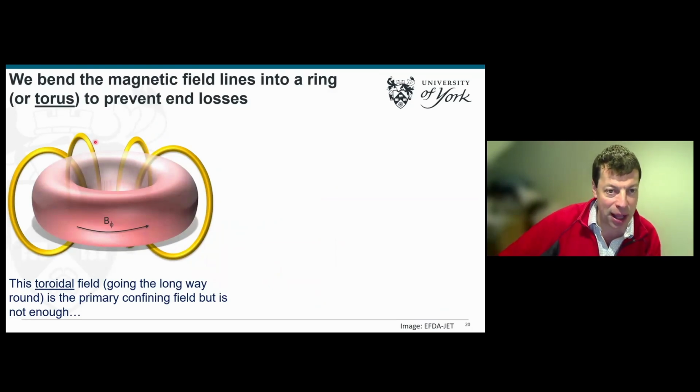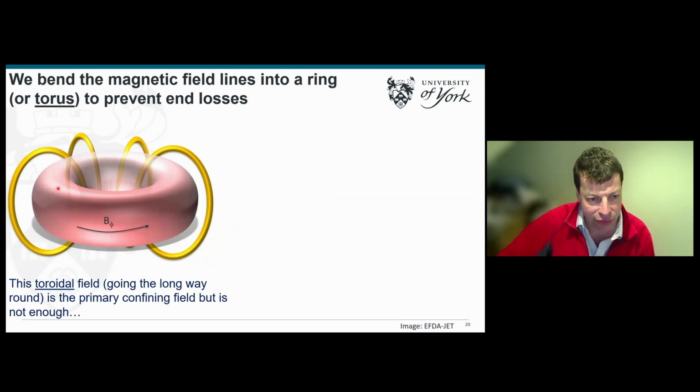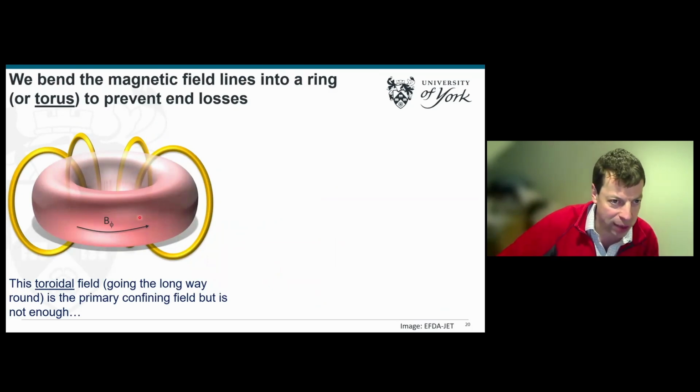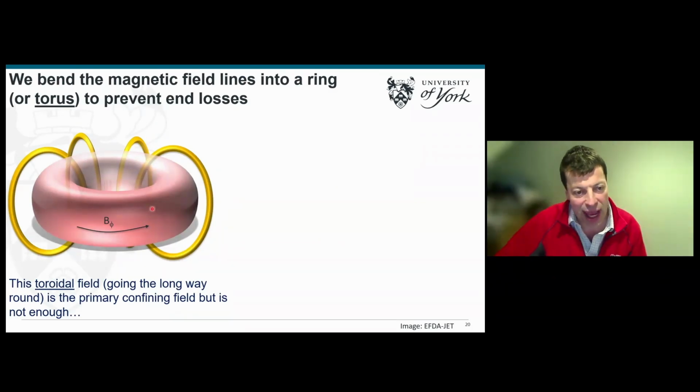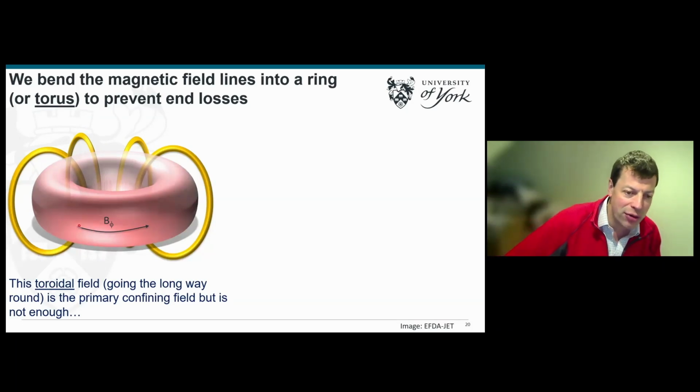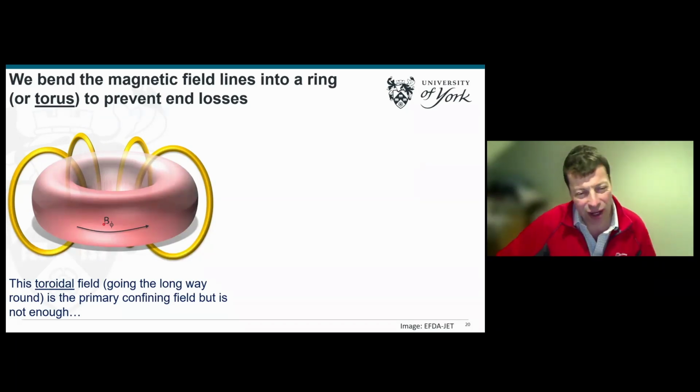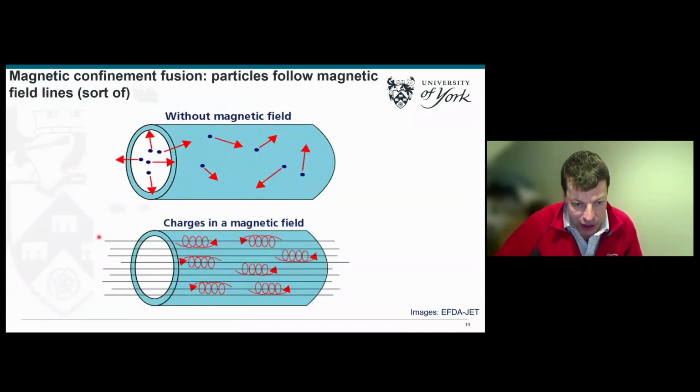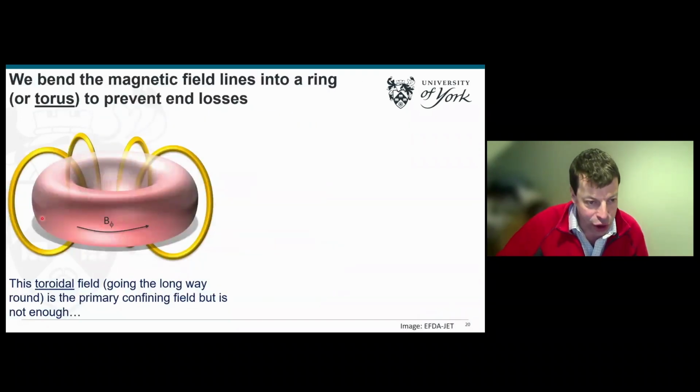So we've bent the magnetic field lines round into a ring. This is sometimes called a torus. This donut shape or bicycle tire shape is called a torus, and we've done this to prevent the end losses. So we've generated what we've called a toroidal field in this geometry. In a toroidal geometry, we have two directions. Toroidal goes around in this direction, poloidal goes around in this direction, and the field that goes around in the direction of the plasma we call the toroidal field.